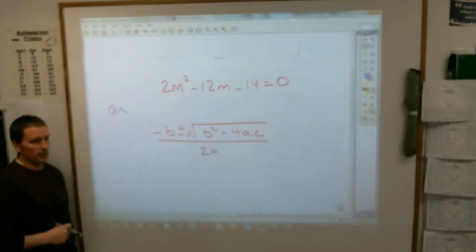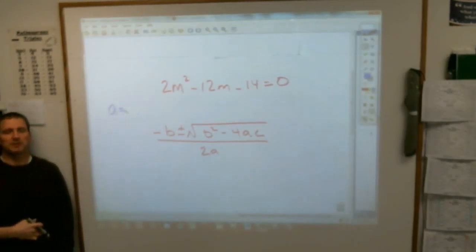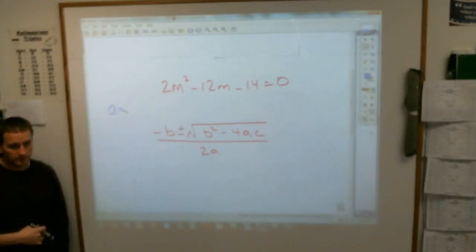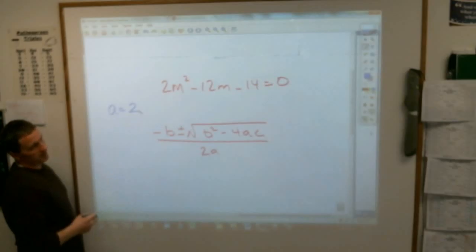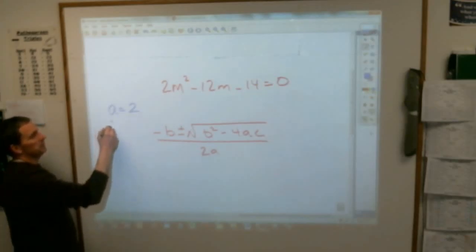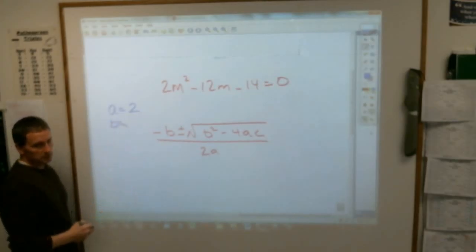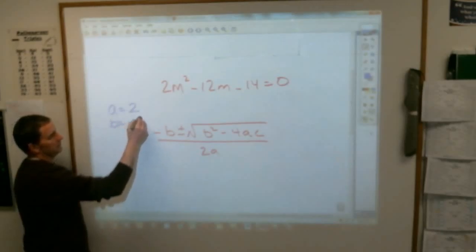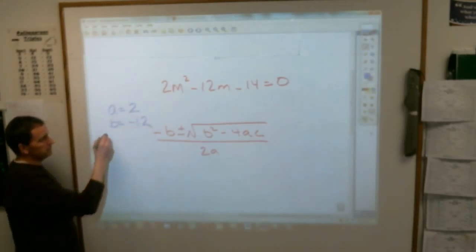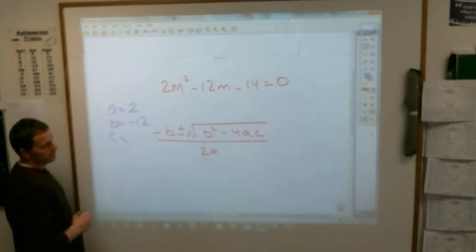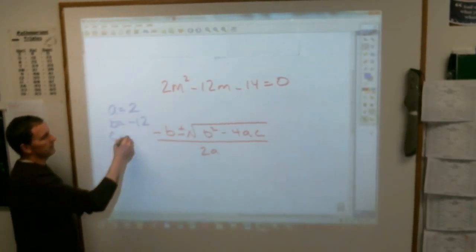For that first one there, the letter A is going to be, Kelvin? 2, because that's what's in front of the M. Doesn't matter whether it's M squared, X squared, A squared. B is, Jacob? Negative 12. And C is, Christian? Oh, minus 14. Yeah, negative 14.